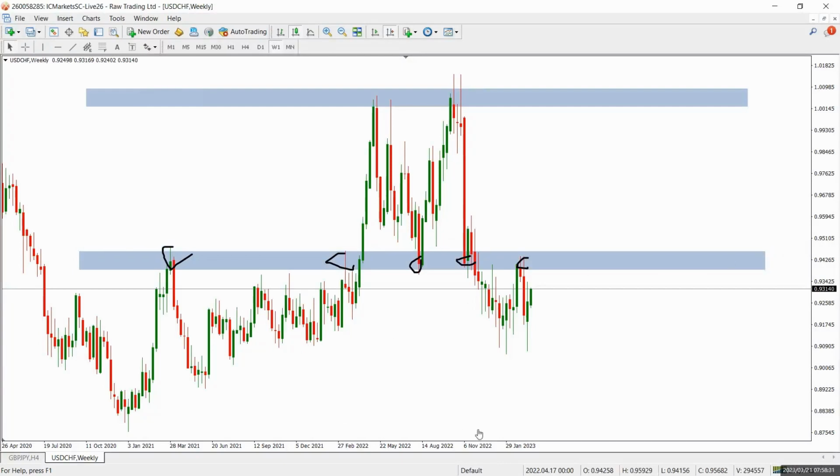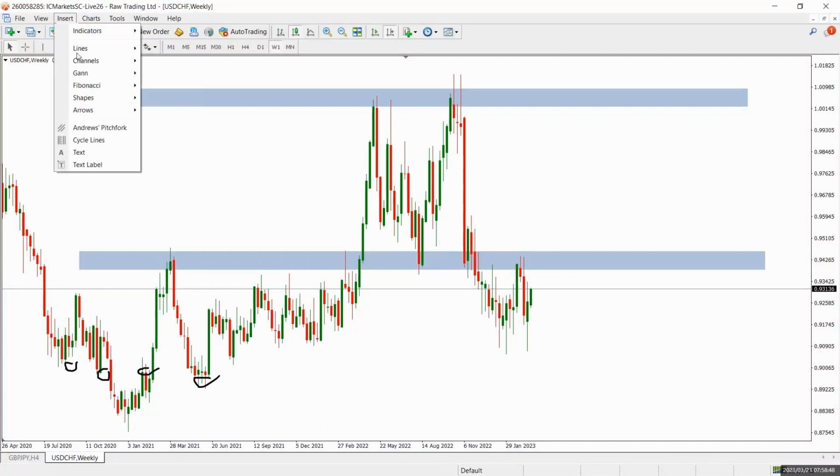So the next level, let me take that off. The next level that we can see right here is this area of previous support, resistance turned into a support again. So what are we going to do with that? Let's identify it out. Let me bring it back.